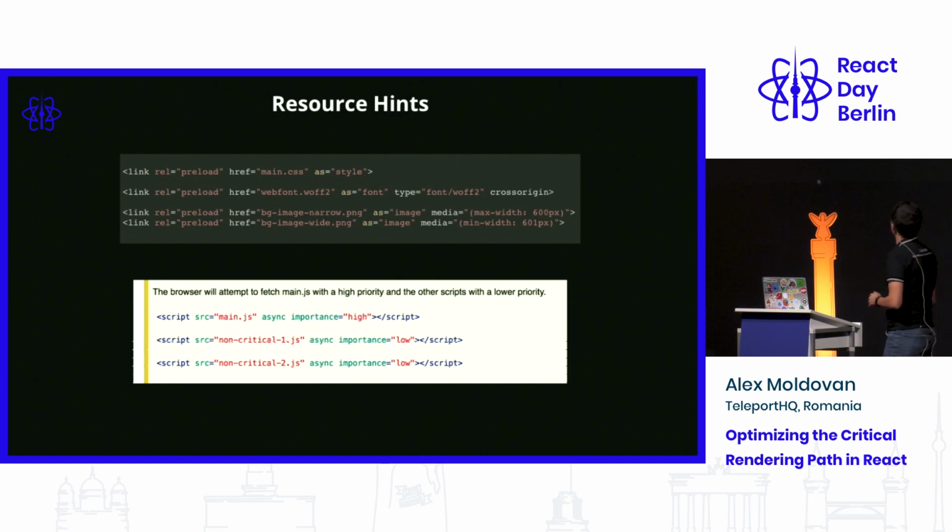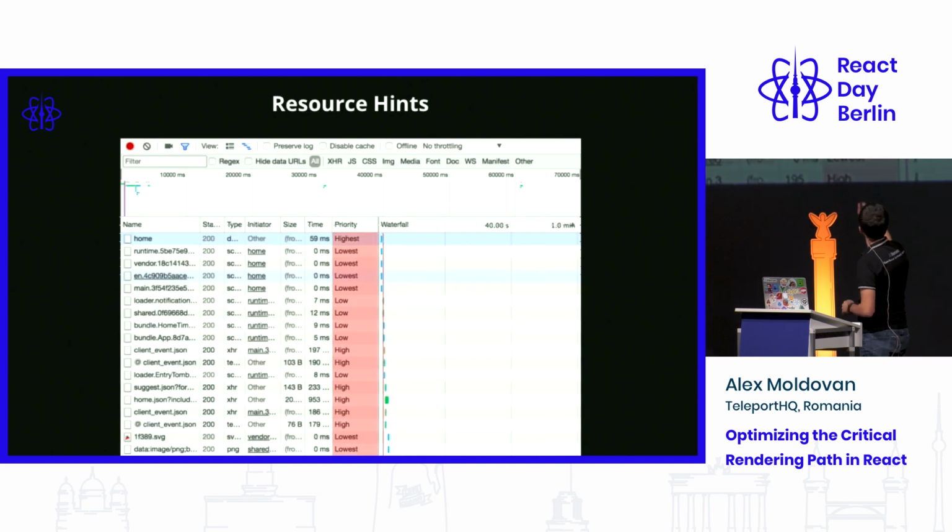All of these are affecting this column in the dev tools, right? In Chrome dev tools, you can toggle on the priority column and you can see how the browser assigns priorities to the resources. So if you see that the browser assigns a low priority to a certain script that you might need, or to an image, you can use preload and it will get more priority.